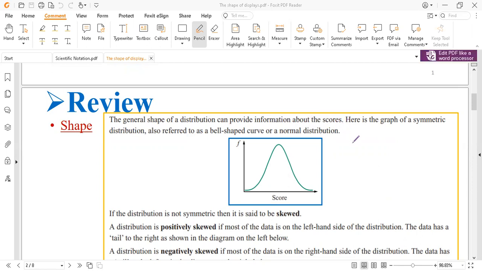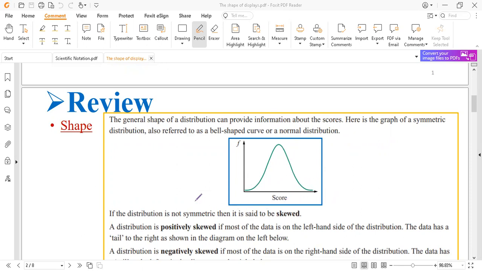In general, the graph of a distribution can be symmetric. By symmetric, we mean a bell-shaped curve or a normal distribution. So we are talking about a symmetric distribution, like here, a bell shape, well distributed, symmetrically distributed.